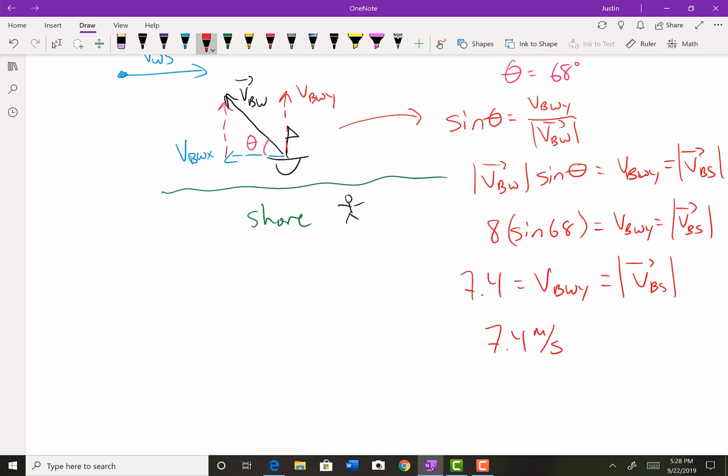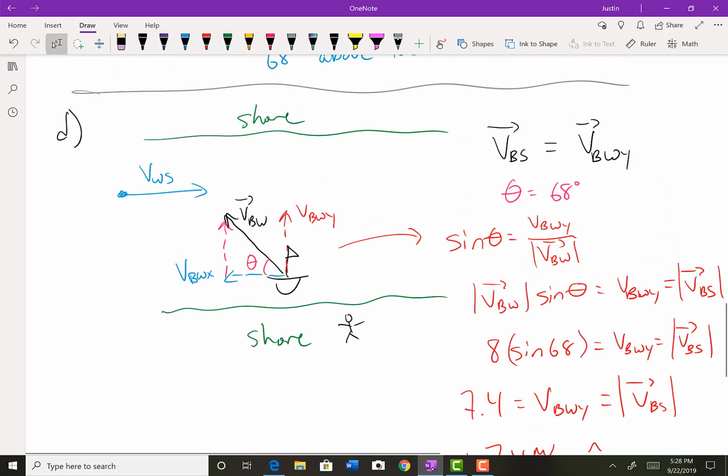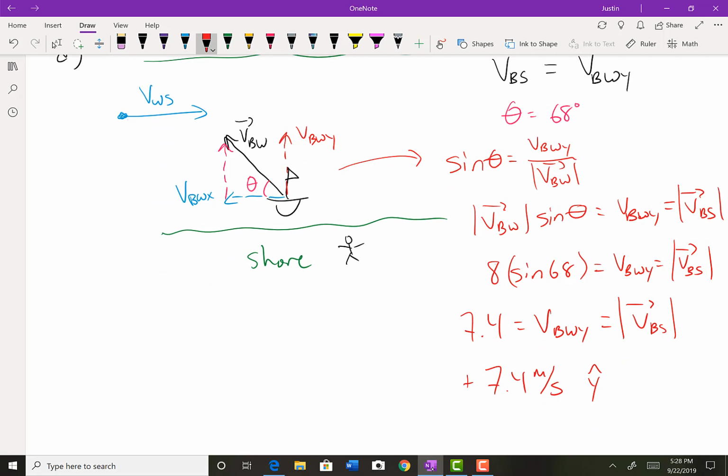So units of meters per second, and then we could say in the y-hat direction it'd be positive because the boat's going directly up and to the right. Or you can use, what is it, j-hat. You can use j-hat if you want. You can use bracket notation. Anything that represents that will be good. And that's the velocity of the boat with respect to the shore right there.